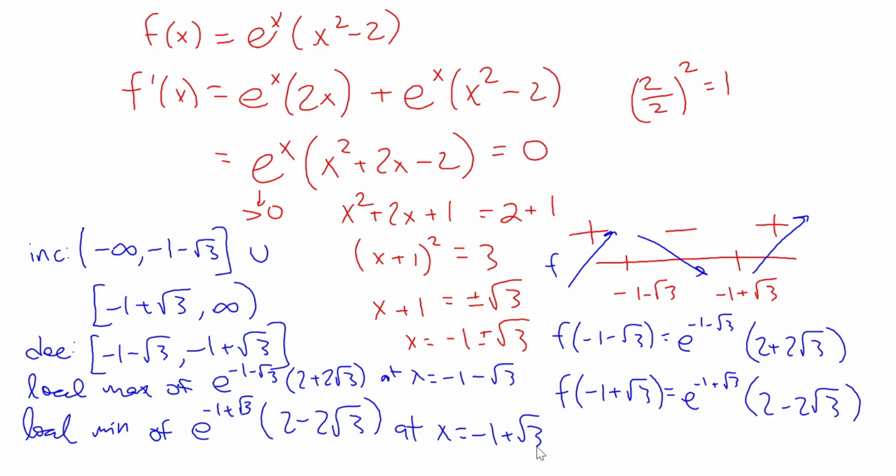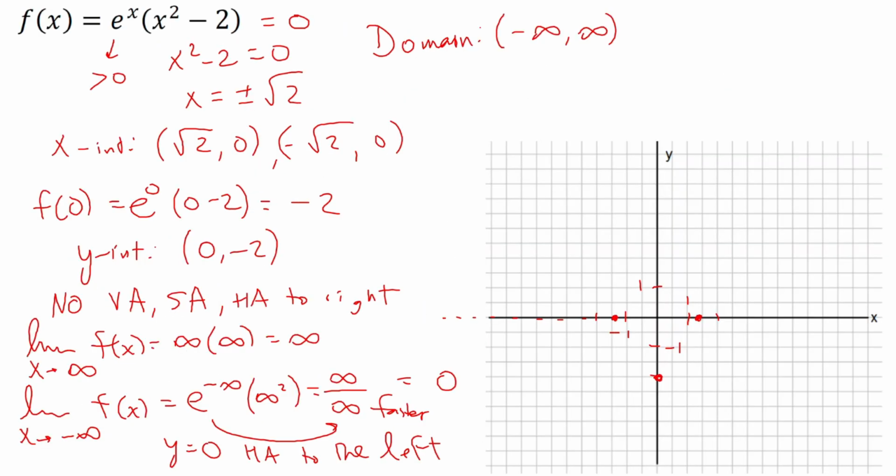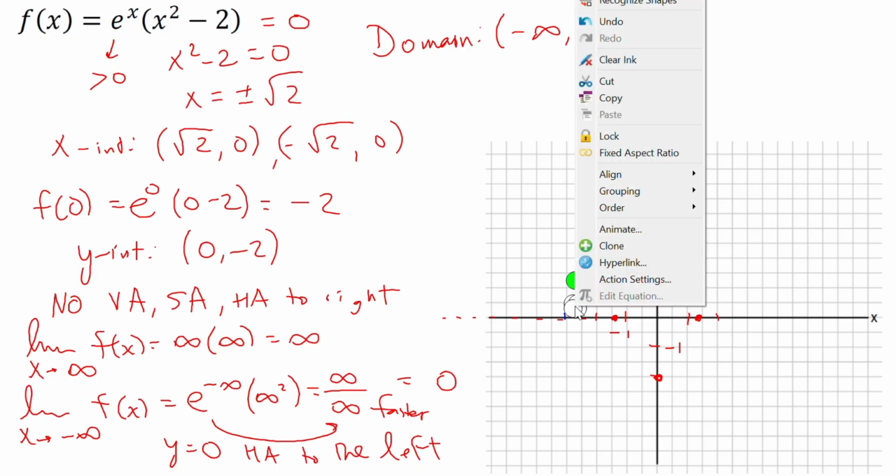So negative 1 minus root 3 is going to be at negative 2.7. And then that value of e to the negative 1 minus root 3 times 2 plus 2 root 3 is less than 1. In fact, it's even less than half. It's like 0.4-ish, I think. So here at negative 2.7-ish, we're going to be right around here.